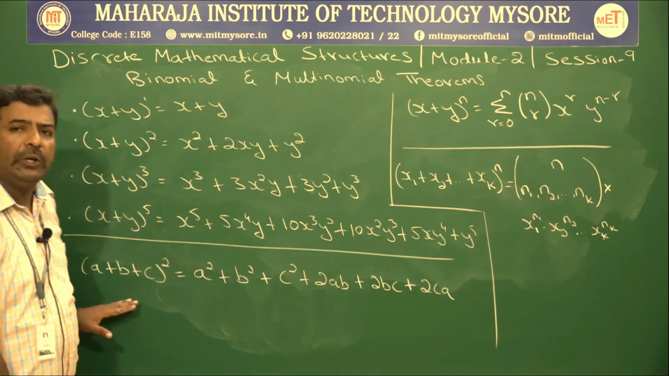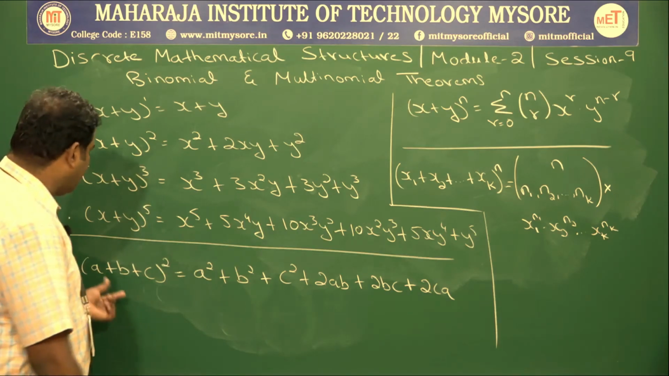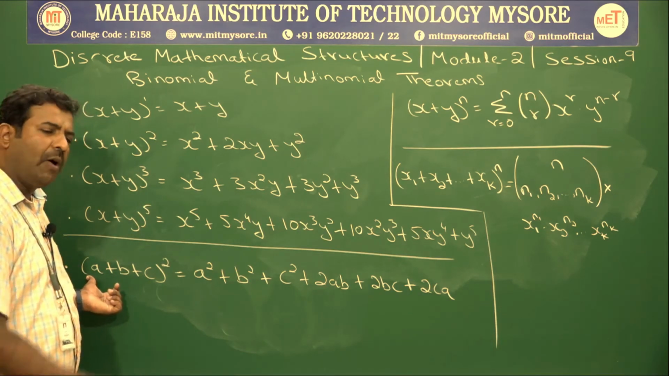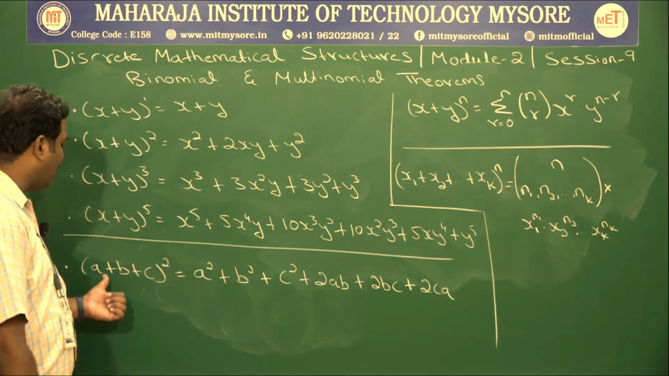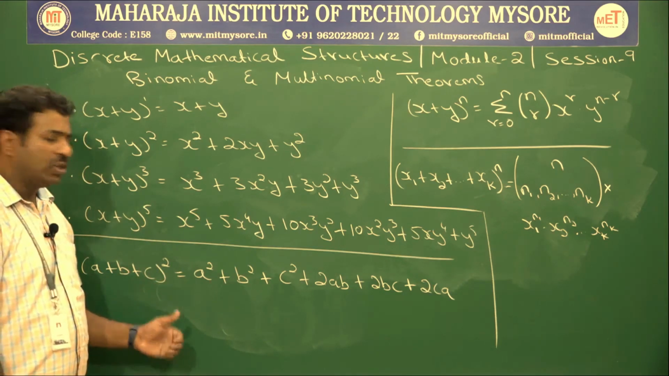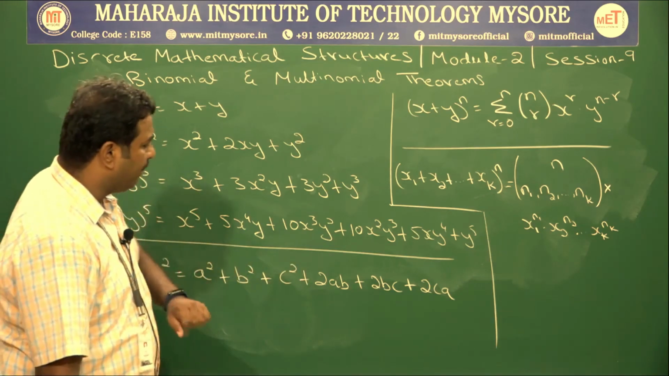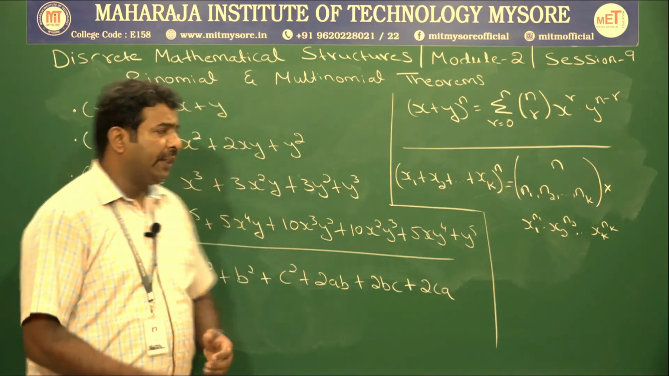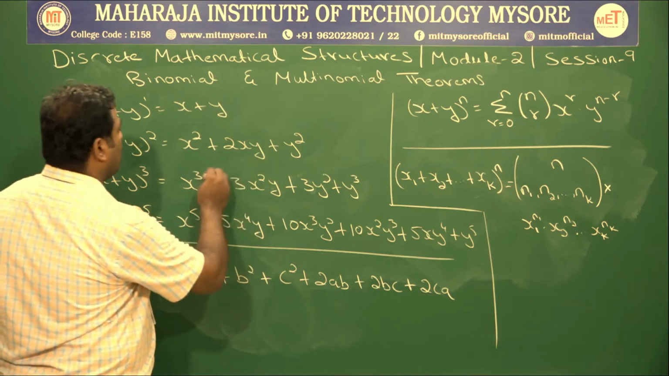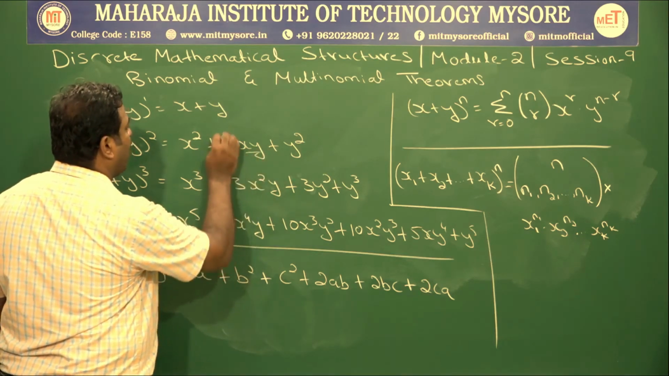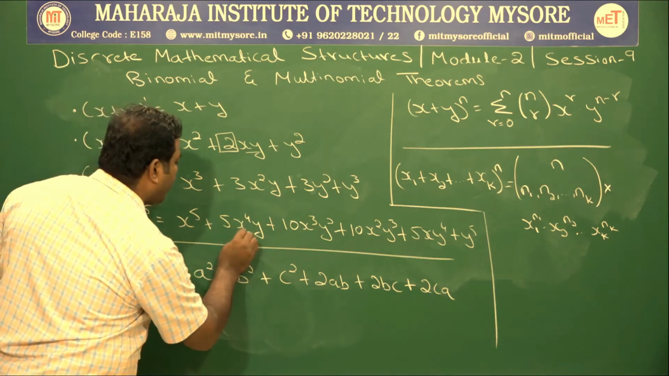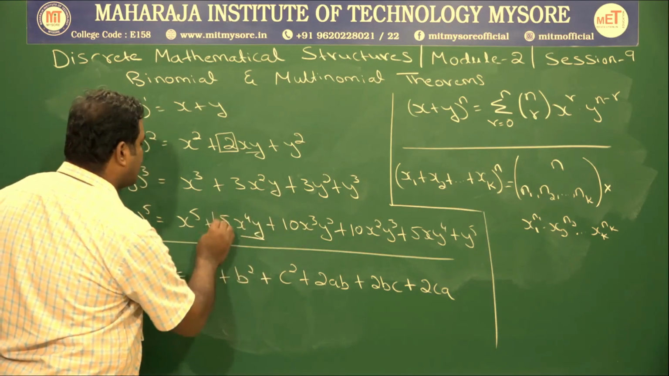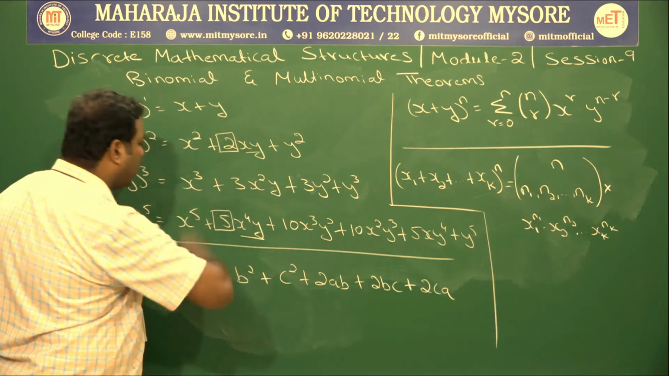Similarly, a multinomial has 3 variables or more than 2 variables. Hence, I have a plus b plus c whole square, and this is the given expansion. Now whenever I want to find the coefficient, for example the coefficient of xy is 2, and the coefficient of x to the power of 4 y is 5, this is what I need to find.